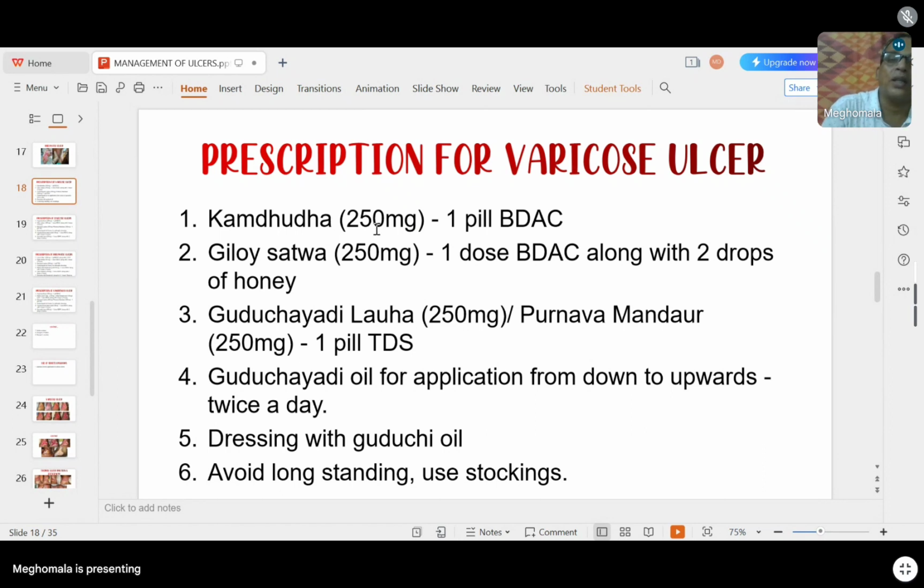And one thing I want to mention, that in case of Guruchadi Loho, I have also prescribed Punarnava Mandur. I have written Punarnava Mandur because it is Mutrala. It is a diuretic, and it will cause diminishing swelling. And diminishing swelling means there is an early process of healing of ulcers. Just remember, according to the conditions, you have to change your prescription. But if it is a varicose ulcer, then you may go for it.